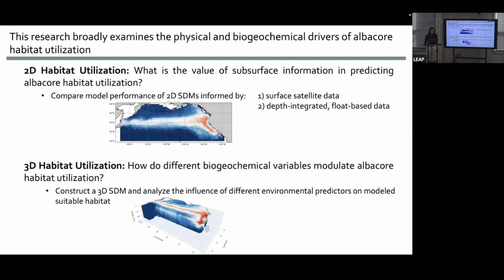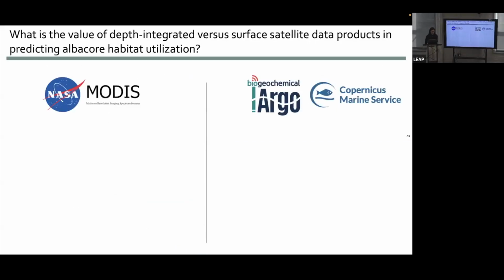Okay, so moving on to some results. Again, our first question addresses the value of subsurface biogeochemical information in predicting albacore habitat use. I mentioned that we compared two different species distribution models, one informed by surface satellite information, the other informed by depth-integrated, float-based data.